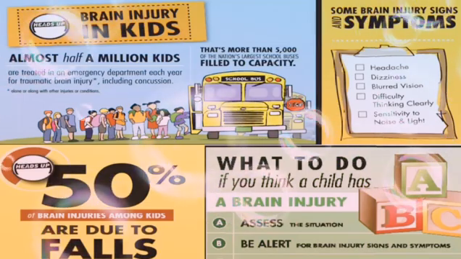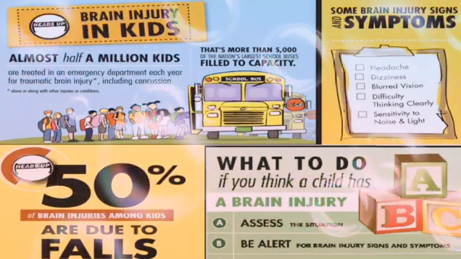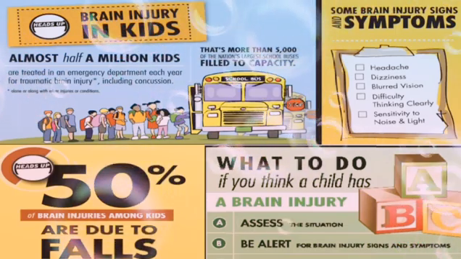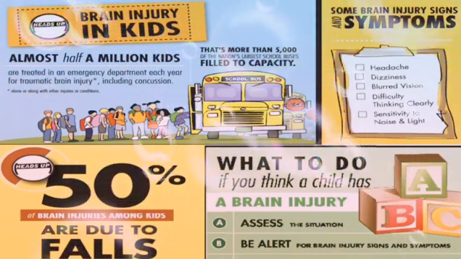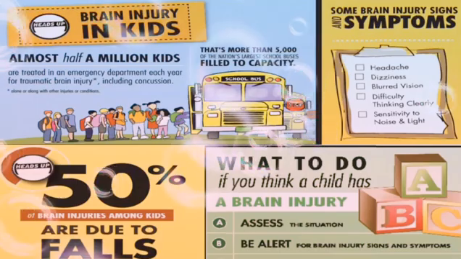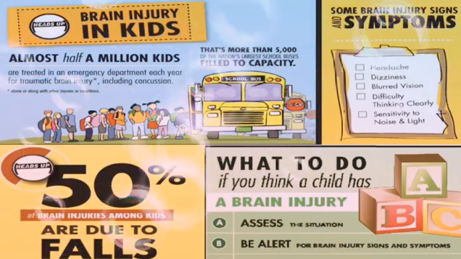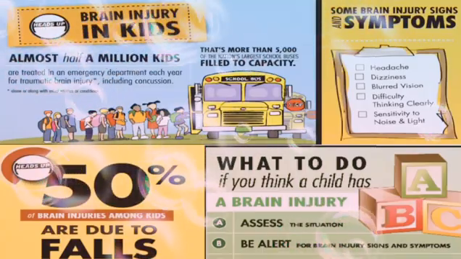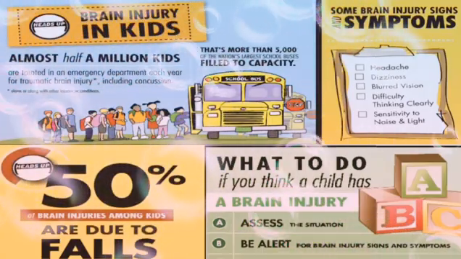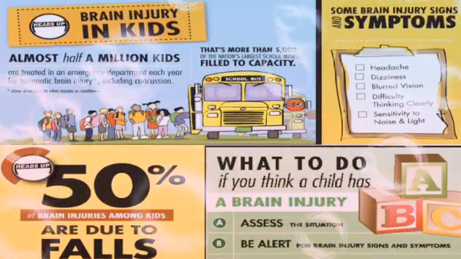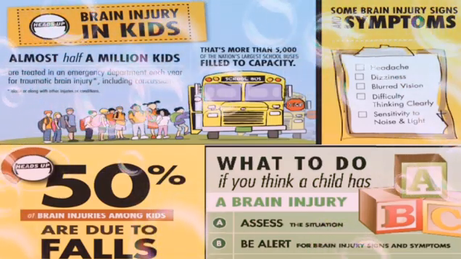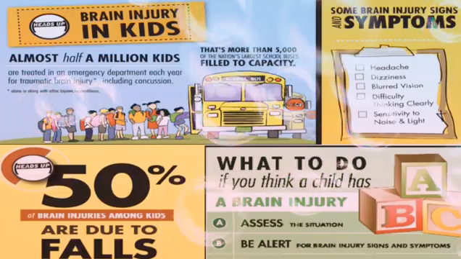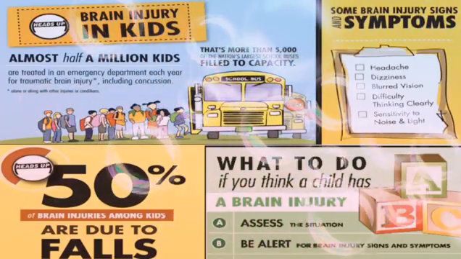Brain injury in kids. Almost 500,000 kids are treated in an emergency department each year for the traumatic brain injury, including the concussion. That's more than 5,000 of the nation's largest school buses filled to capacity. Some brain injury signs and symptoms are the headache, dizziness, blurred vision, difficulty in thinking clearly. They don't have the clear thinking. They have sensitivity to noise and light.